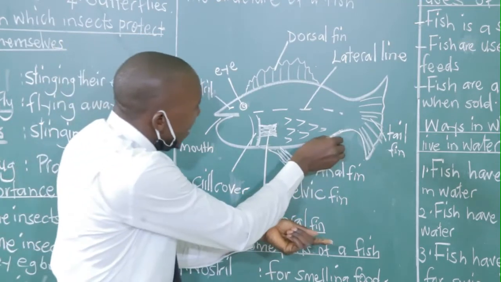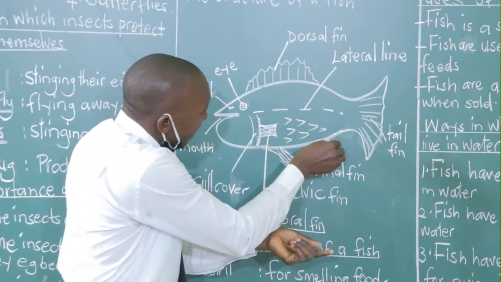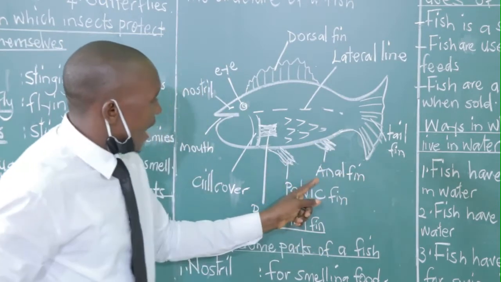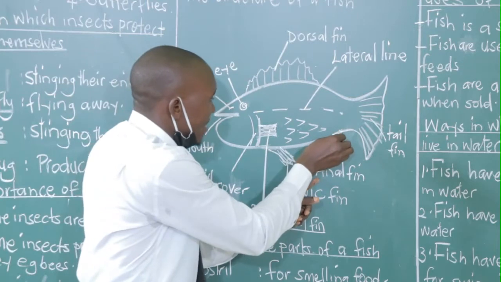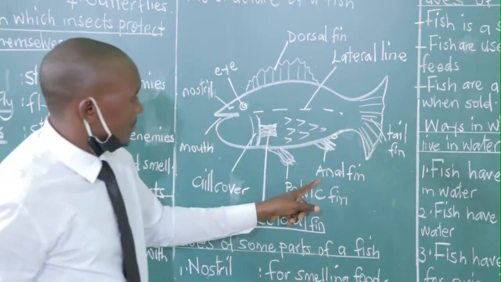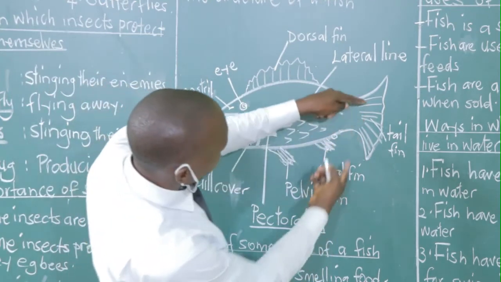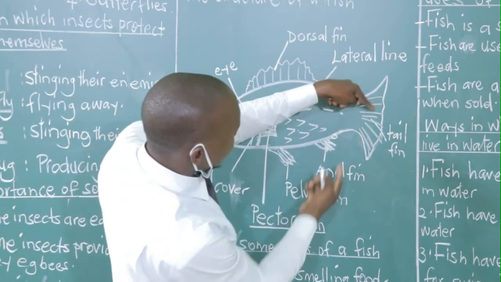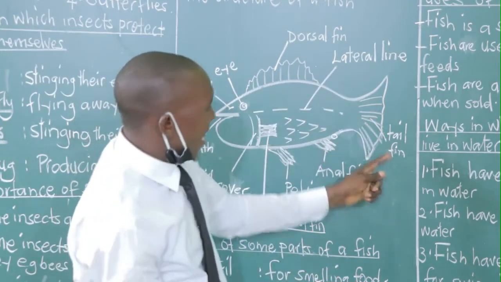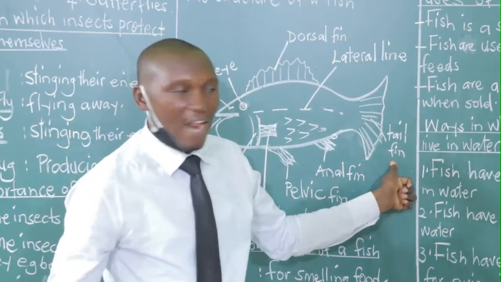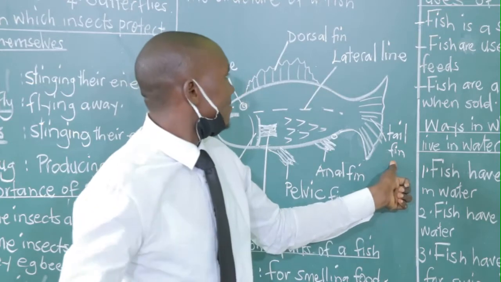Then from here we have another part, which is called anal fin. It is near the anal. When we move to this part here, it is called the tail fin. It is the tail. Therefore, it is the tail fin.